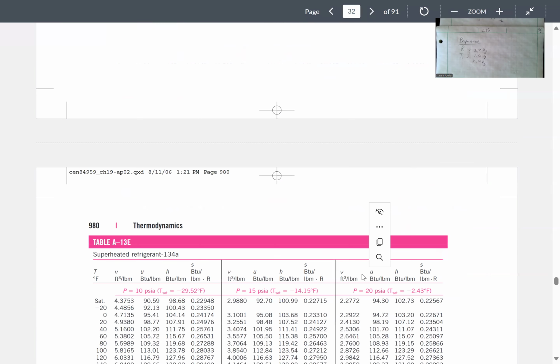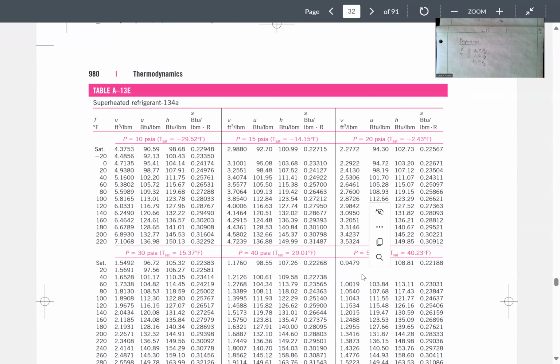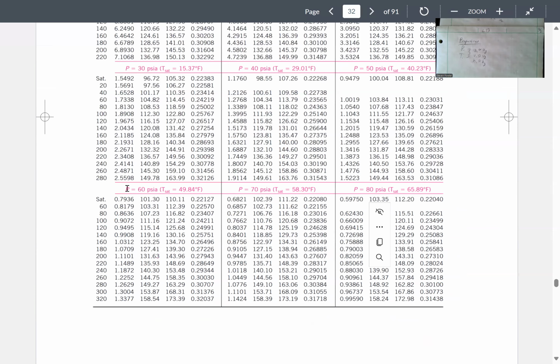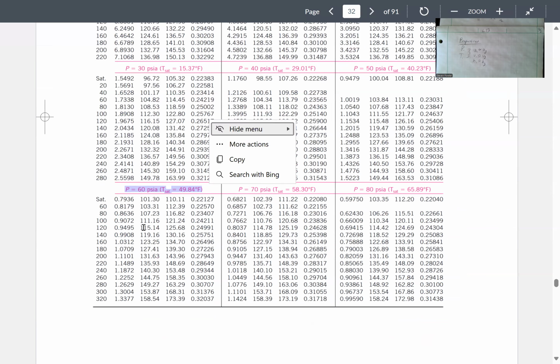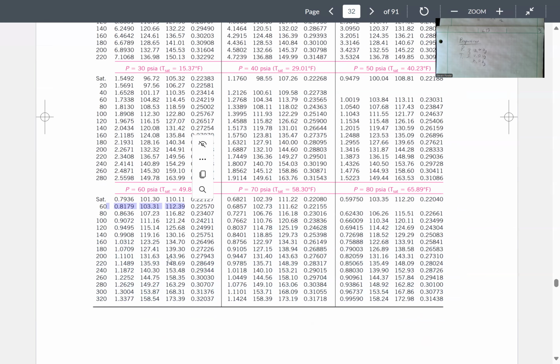All right, let's go find the other state. The other state is 60 PSI and 60 degrees Fahrenheit. So notice at 60 PSI, I've got a boiling temperature of basically 50 degrees Fahrenheit, and we're up at 60. So that puts us over here in the superheated vapor table. So these are my V, U and H values for R134 at 60 PSI, 60 degrees Fahrenheit. This would be state 2 values. Okay, so we would record those.